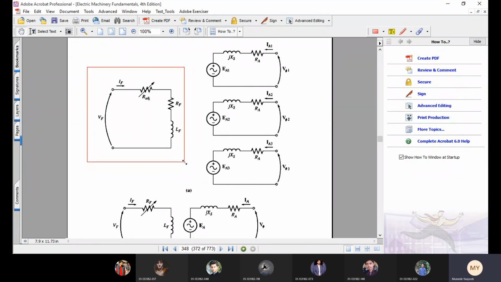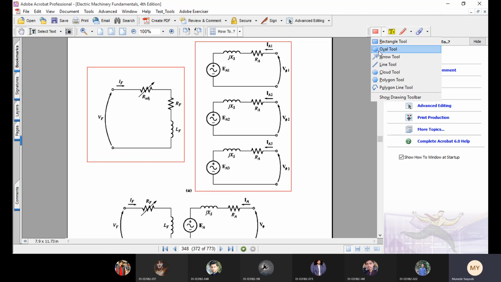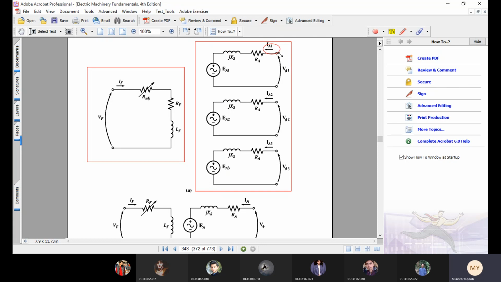What is happening there? On the left hand side we have the field circuit, and on the right hand side we have the armature circuit. Now if you notice, this time the armature current has a reverse direction. Previously in synchronous generators, armature current was flowing from the internally generated voltage EA towards the output phase voltage V5.